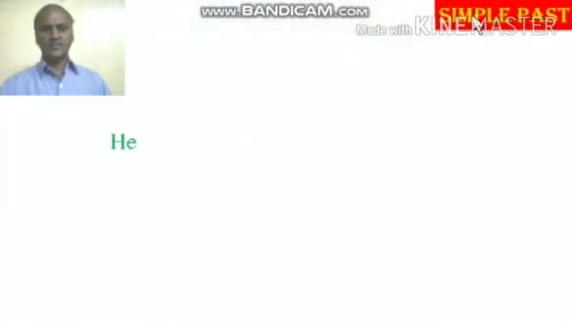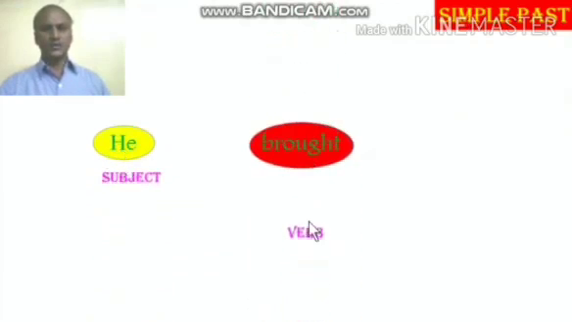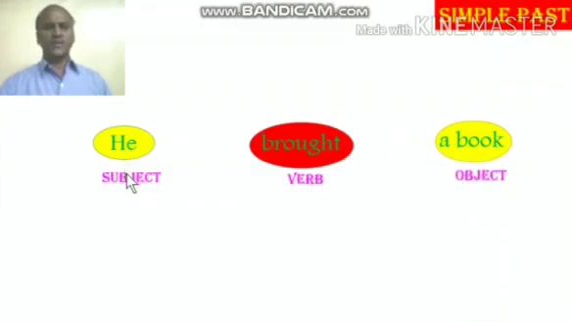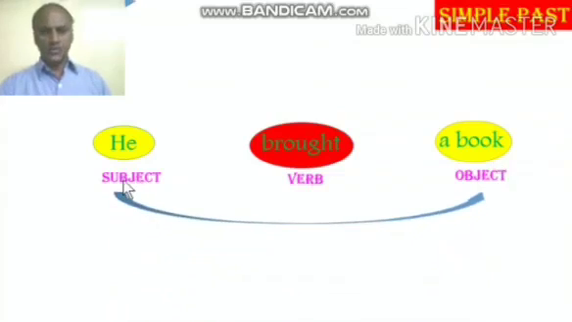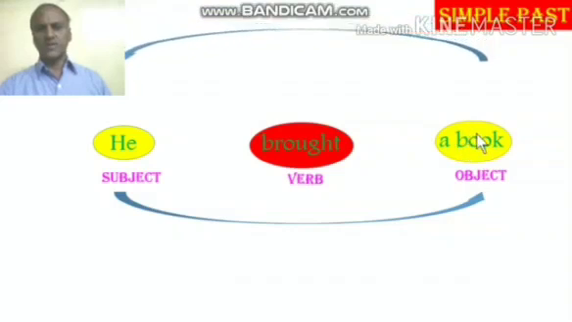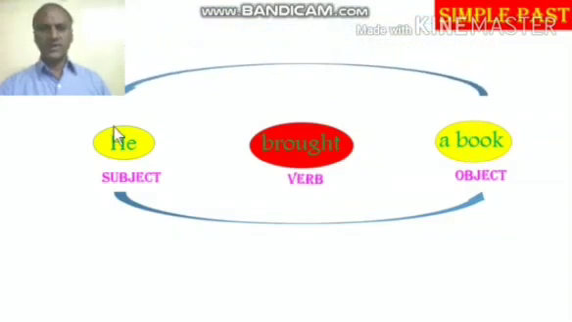Next, simple past. The second division is simple past. He, subject, brought, verb. A book, object. He brought a book. So, subject is he, brought, verb, a book is the object. Now what is the next step? First we have to identify the elements. Second step is we have to change the positions of subject into object, or push the subject into the object place and then make the object as the subject. That is the second step you have to follow.